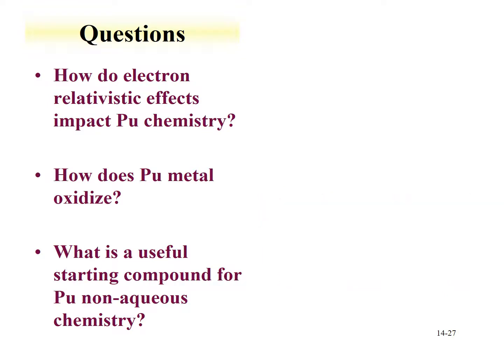And then finally, what is a useful starting compound for plutonium non-aqueous chemistry? Well, the tetrahydrofuran compound of the plutonium triiodide. So this is a lower oxidation state plutonium species, and you can generally make this readily from plutonium metal, which means for a laboratory to perform these sorts of studies, it'd also be good to have a route for generating plutonium metal.